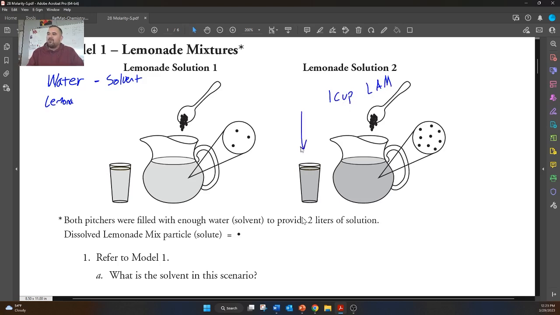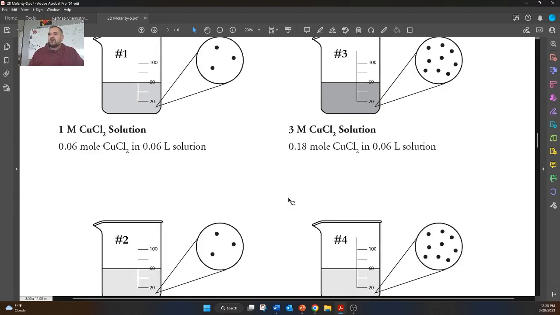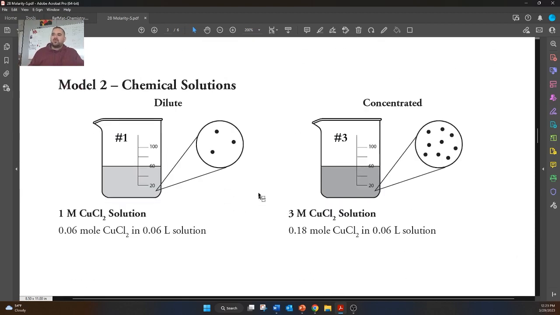So does this have 1 cup of lemonade mix? No, it doesn't. What do they have that is the same, though? The ratio between the mix and the water. All right, good. So it's the ratio between the amount of water and the amount of lemonade mix. So that ratio is the same. Their parts per million is going to be the same. Their concentration is going to be the same. We're almost finished. Now we're going to get into actual measurements.